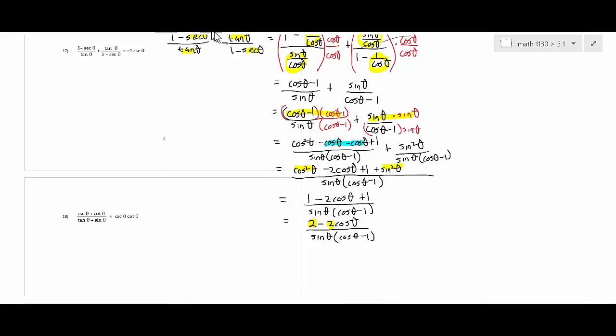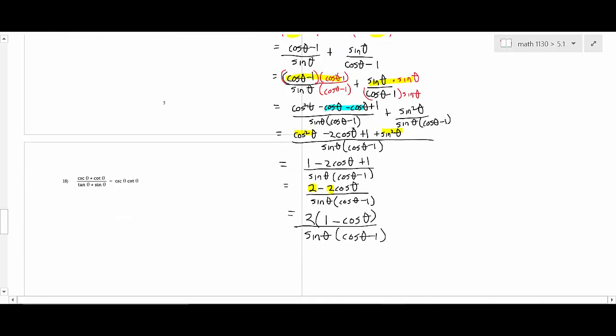So we'd have to write this next step like this. Take the 2 out. So you'd have 2 parentheses, 1 minus cosine theta, all over sine theta times cosine theta minus 1 like that. All right, looks like we're getting closer. Now, let me ask you this. I don't know if we've seen this much this semester, even at all. Are these things the same? 1 minus cosine theta, cosine theta minus 1. Are they the same expression?